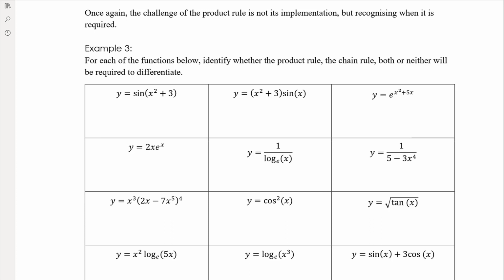So in the functions below, we want to identify whether we need the product rule, which would be if our function is f of x times g of x, whether we need the chain rule, which remember is for composite functions, so f of g of x, whether we need both, so we had a combination of product and chain rule required in an earlier example, or whether we're going to need neither. Okay, so let's have a think about these different functions.